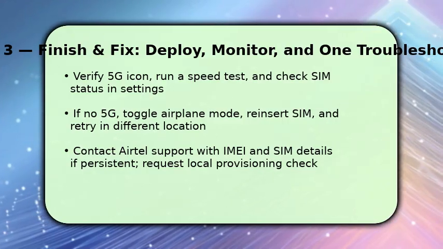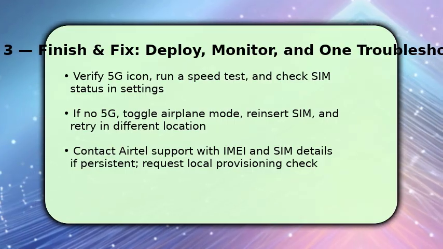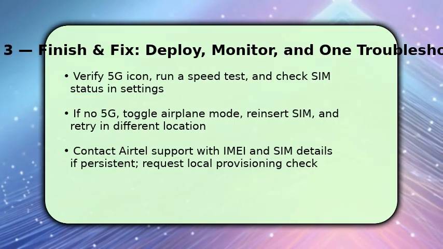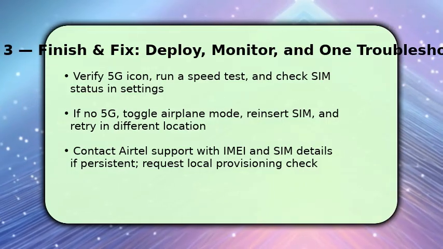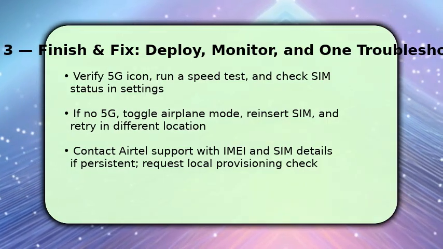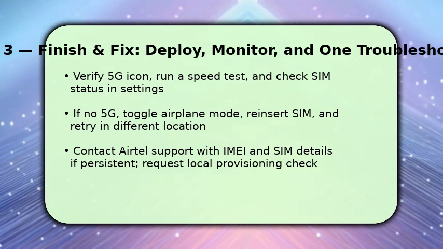If 5G does not appear, toggle airplane mode, reboot and reseat the SIM, then try another location closer to an outdoor window. If problems persist, contact Airtel with your IMEI and SIM number. Request a provisioning and tower registration check, so technicians can diagnose signaling.